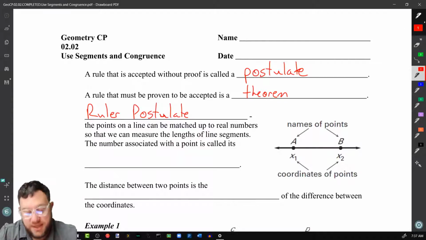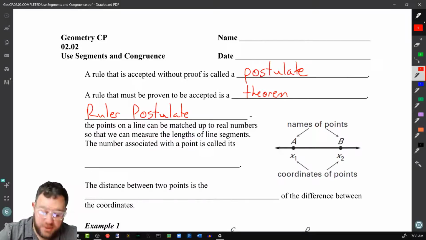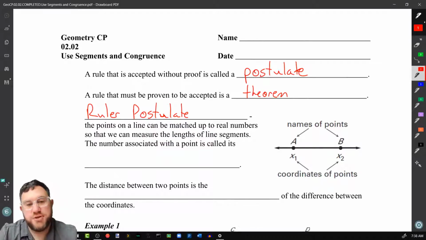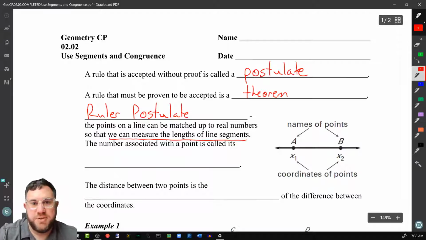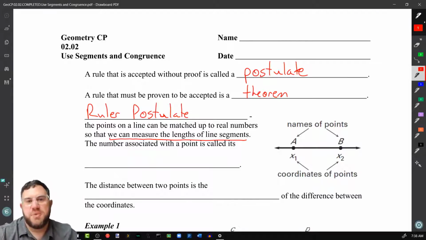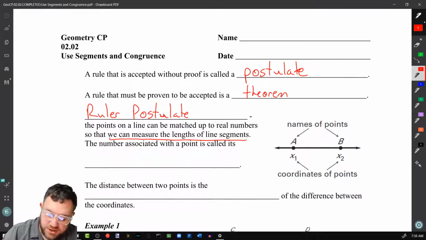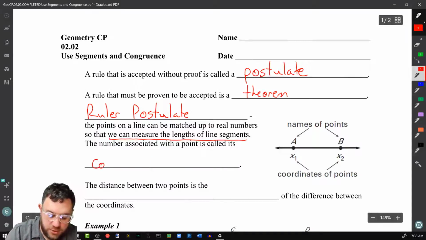And what it says is the points on a line can be matched up to real numbers so that we can measure the lengths of line segments. Basically, we can measure the lengths of line segments is what you need to understand there. Ruler postulate says we can measure length. The number associated with a point is called its coordinate.